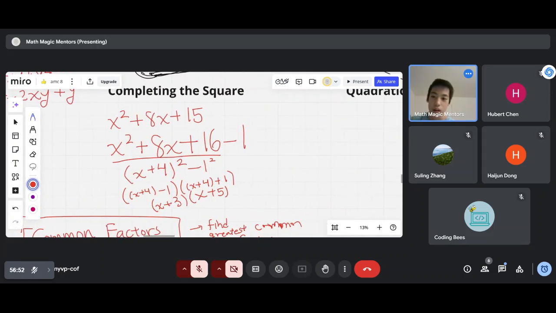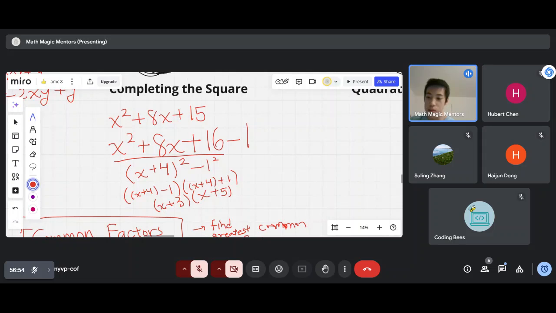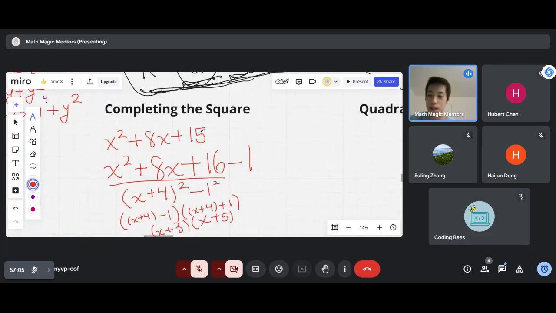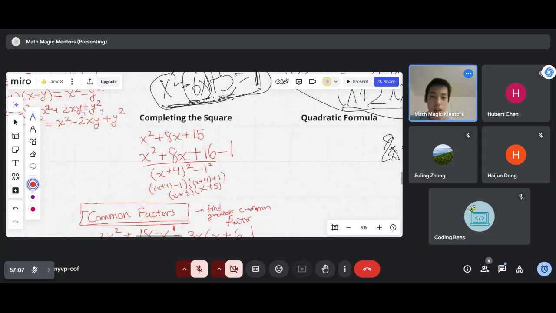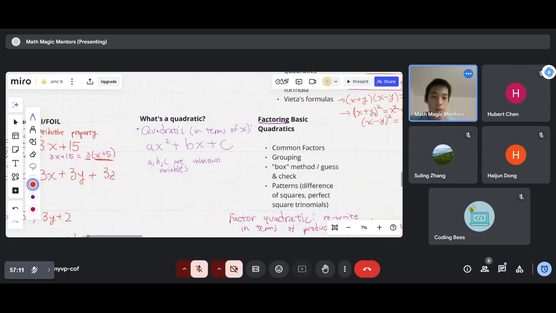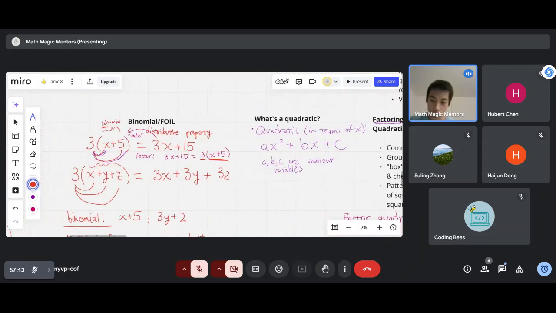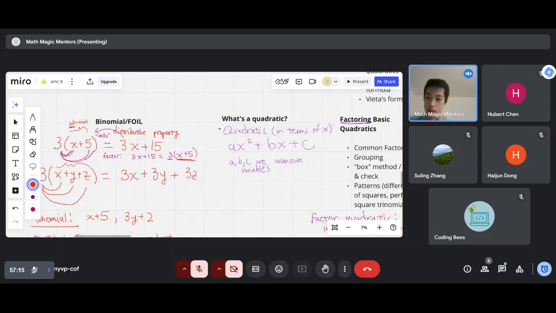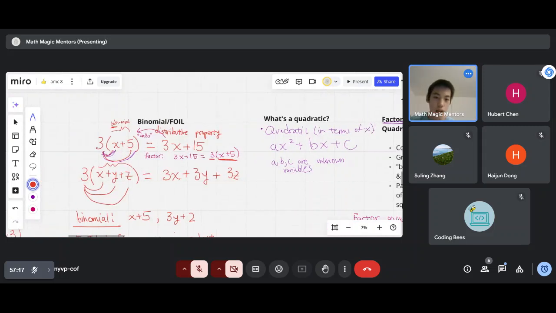All right, cool. I didn't really have time to go over the quadratic formula. But yeah, that's a really cool way of factoring a quadratic. And so today, just to recap a little bit, we went over what a binomial is, what a quadratic is, just some basic definitions.